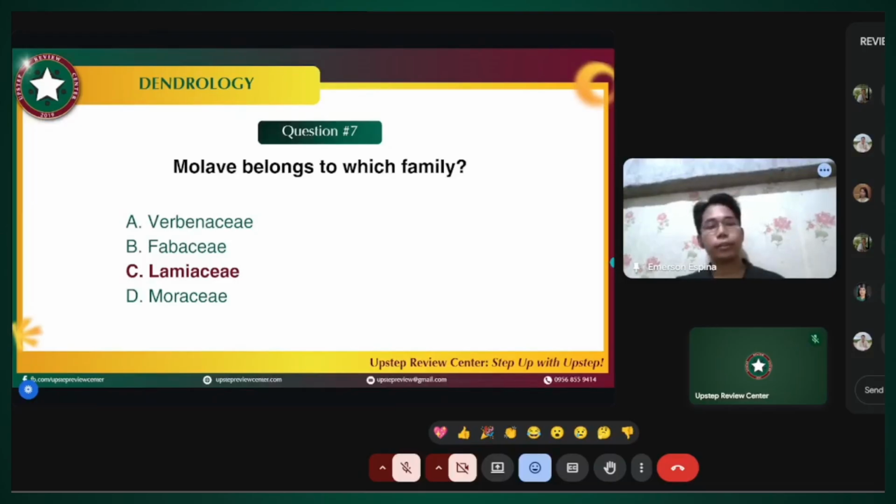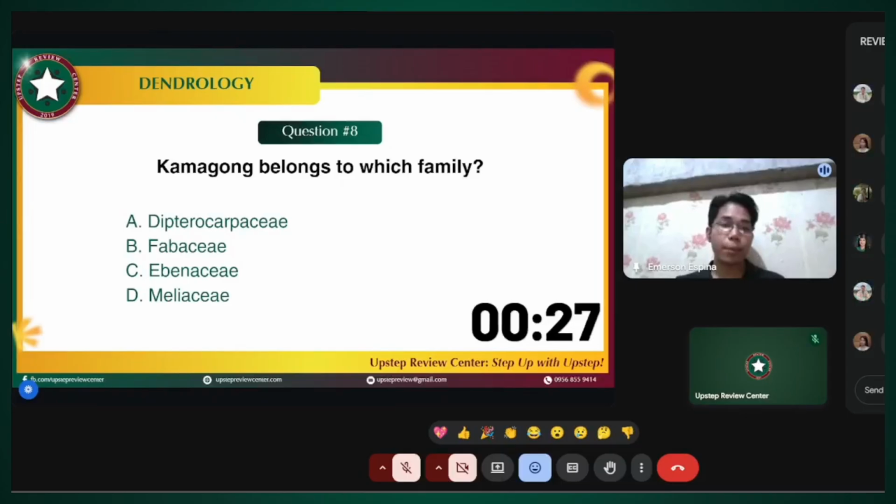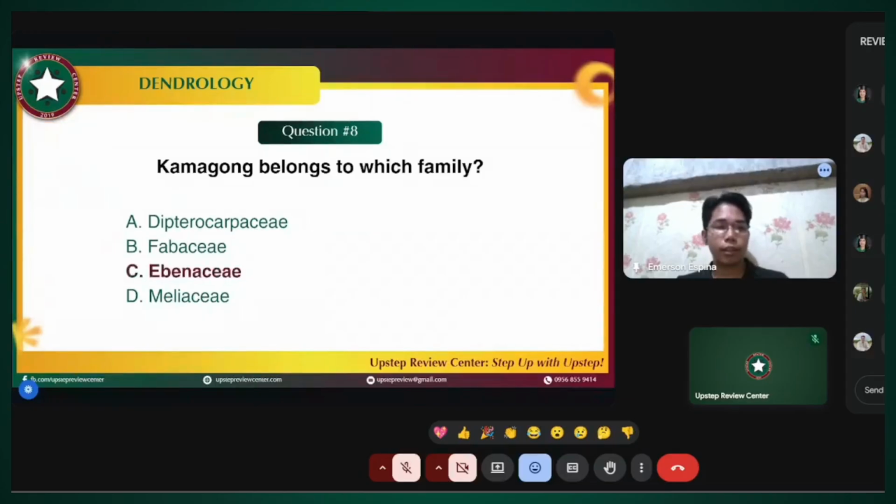And then question number 8. Kamagong belongs to which family? Dipterocarpaceae, Fabaceae, Ebenaceae, or Meliaceae? Okay, let's see. Moving forward, the correct answer is letter C. So most of you got it correctly. Very good. So for this one, when you hear Kamagong, it's related to ebony, and ebony is the keyword for the Ebenaceae family. So easy memory association helps a lot.